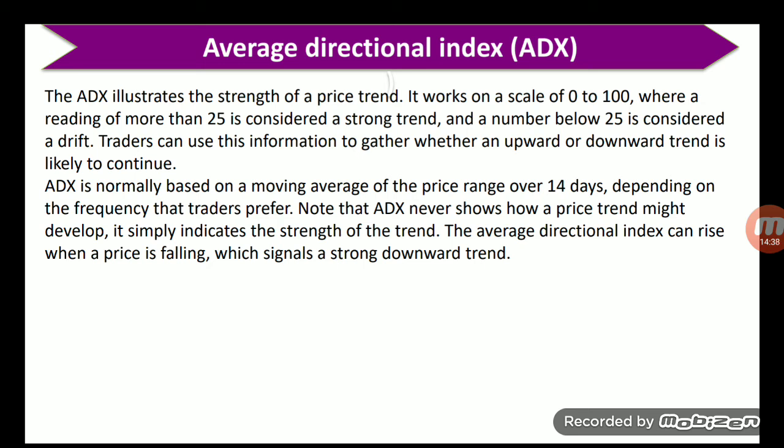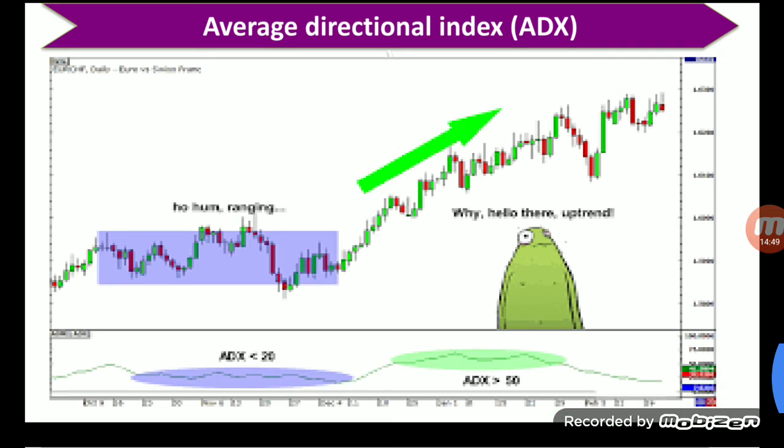The average directional index can rise when a price is falling, which signals a strong downward trend. So this is the average directional index. You can see on the graph that when ADX is below 20, there is poor strength in the trend, and if it is more than 50, then it shows a strong trend. So you can use the average directional index to find out the strength of the trend.